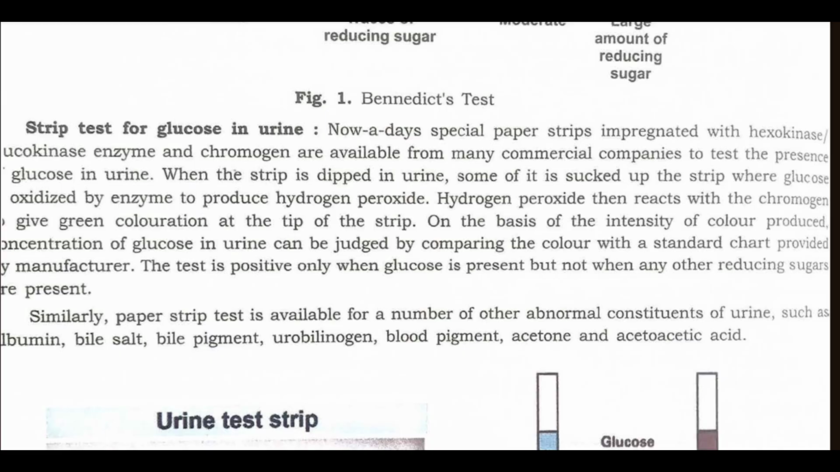Hydrogen peroxide when it reacts with the chromogen gives green coloration at the tip of the strip. On the basis of intensity of color produced, concentration of glucose in urine can be judged by comparing the color with a standard chart provided by the manufacturer. The test is positive only when glucose is present, but not when any other reducing sugars are present. Similarly, paper strip tests are available for a number of other abnormal constituents of urine such as albumin, bile salt, bile pigment, urobilinogen, blood pigment, acetone and acetoacetic acid.